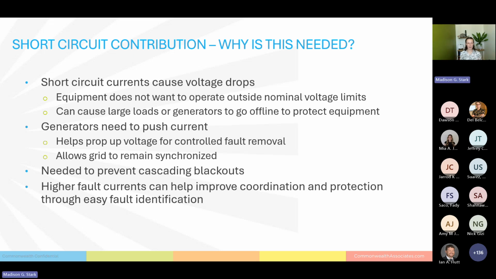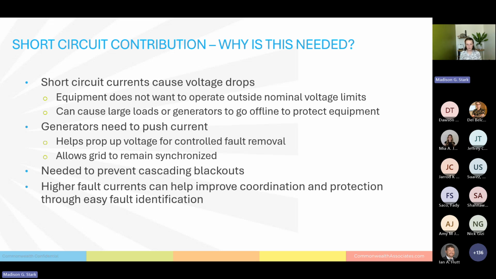On a different note, higher fault currents can also help improve coordination and protection. So if I have a fault that's only 10% higher than my nominal current value, that's going to be really hard for my system to detect. It's really hard to know, is this a fault? Is this a motor coming online? Is this somebody plugged their charger in? What exactly is happening here? I don't know.